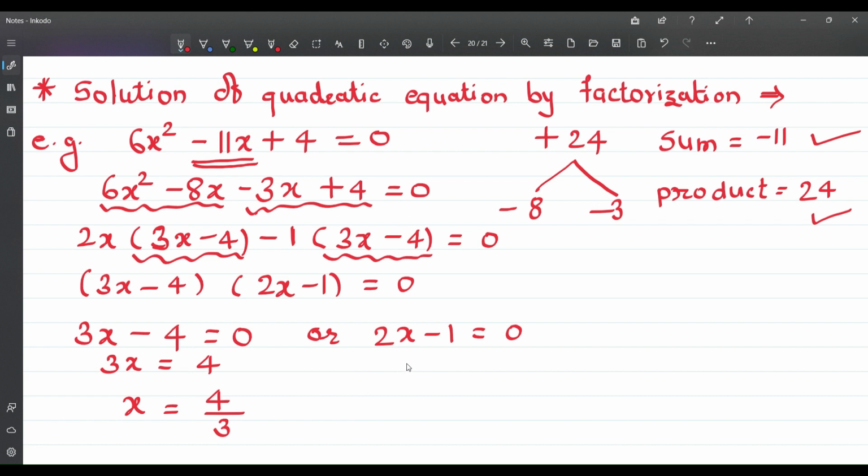Similarly, we can solve this equation like this. 2x is equal to, this minus 1 becomes plus 1 on the other side. Then x is equal to 1 by 2. Therefore, these are the two values or solutions of this equation.